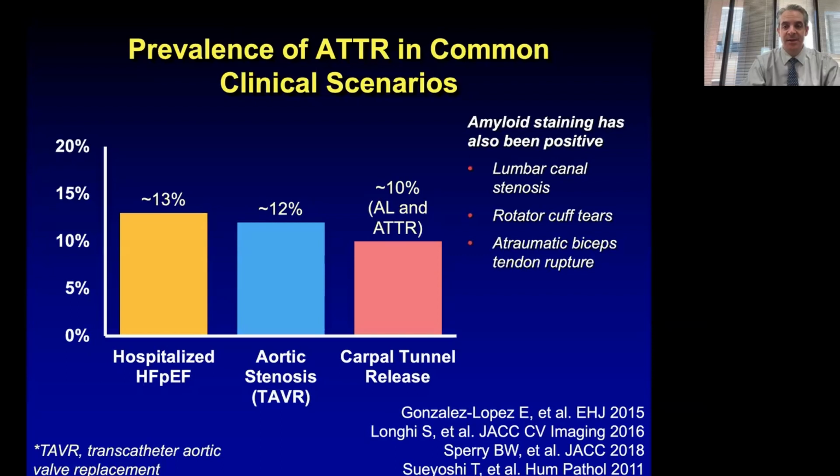But we've also seen that amyloid staining can also be positive in a number of other non-cardiac clinical scenarios. In particular, lumbar canal stenosis, rotator cuff tears, and atraumatic biceps tendon rupture. These tend to be a little bit more specific for ATTR amyloidosis.